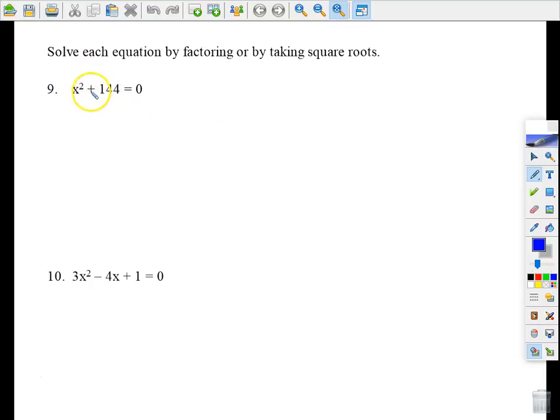So to solve by taking square roots, we're going to isolate x squared, which means I need to subtract 144 from both sides. So my first move is going to give me this. To solve for x at this point, the way I solve for x given x squared is I do the square root. And if I do the square root of the left side, of course, I must also do the square root of the right.